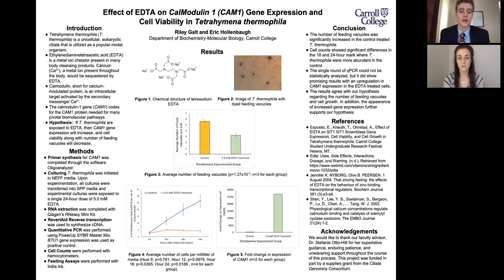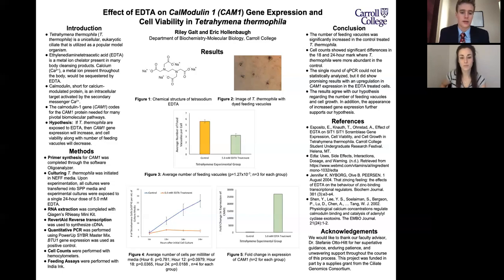And then figure 3 shows the average number of feeding vacuoles. There's quite a statistically significant difference there, even if you're just looking at the data. But then we also did a t-test for that, and the p-value was significantly low, below 0.05. And there were 3 replicates that we did for that.